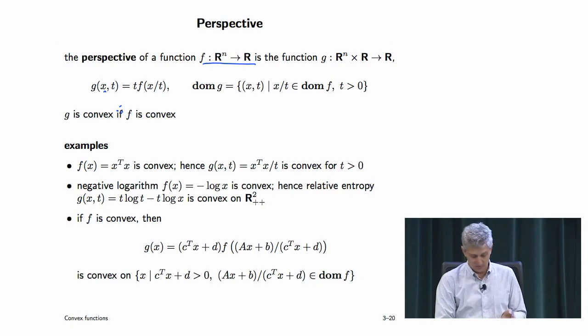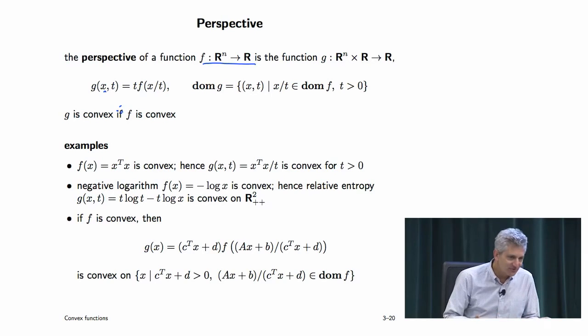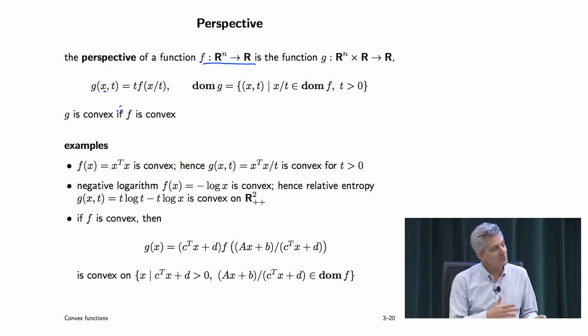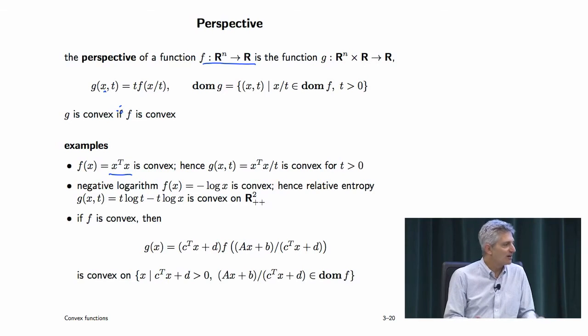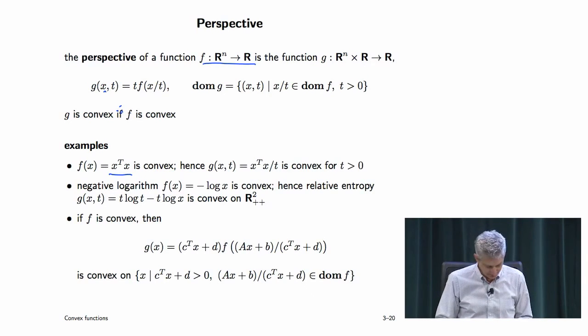Okay, and by the way, very simple. If you want to know what this looks like in terms of epigraphs, you have the projective transformation on the epigraph, and that's what it does. So let's look at some examples. Here's one. f of x equals x transpose x. That's the sum of the squares. That's convex. In fact, in some ways that's your canonical smooth convex function, right? The graph is a bowl. It couldn't get simpler than that.